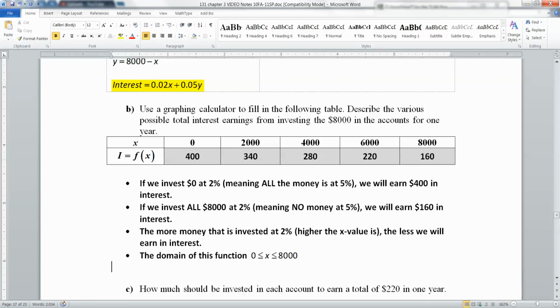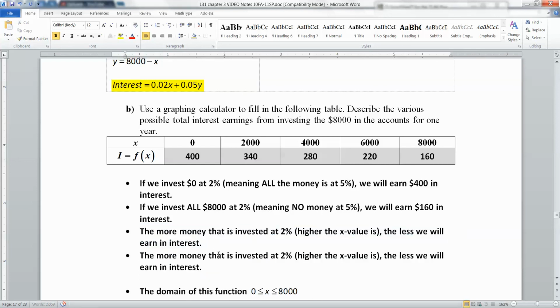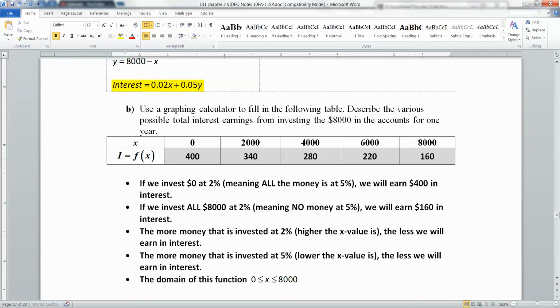Cool. And I mean, you could keep going. The more you invest at 5%, the more money you make, which is the opposite of what we just said here. So the more you invest at 2%, the less money you're going to earn in interest. The more money that you invest at 5%, right? Which means that it's a lower x value, because more at 5% means your y is higher. So you're investing more at 5%, which means you're over here. Nothing's in the 2%. Then the more money you will make in interest, or we will make in interest.